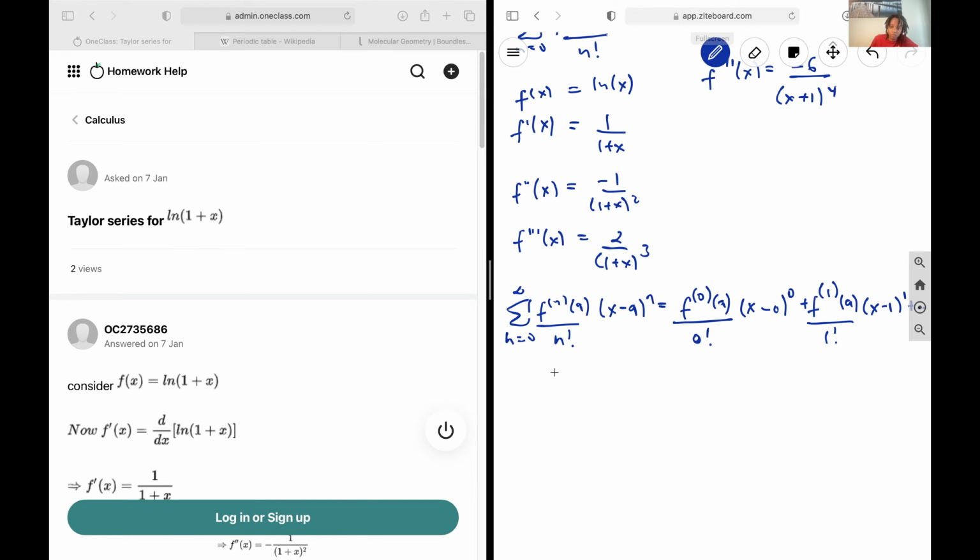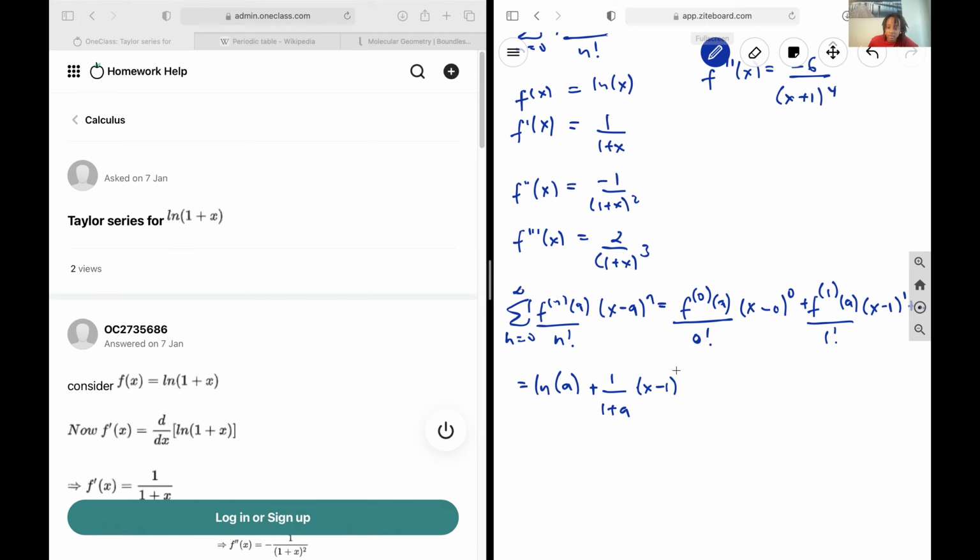And so if you put in what we have, it'll become the 0th derivative, and so that's just going to be ln, evaluated at a, x minus 0 to the power of 0 is 1, 0 factorial is 1, so that will be left like that. The first derivative is 1 over 1 plus x, but remember it's evaluated at a, so the x will become 1 over 1 plus a over 1 factorial, so that's just going to be 1 over 1. Multiplied by x minus 1 to the power of 1.